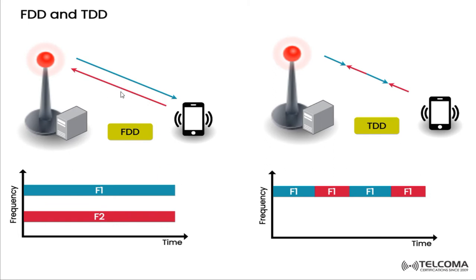Let's have a look at the FDD. It has a different frequency for uplink and downlink, F1 and F2. Whereas in time division, there is a switch in time and a single frequency. We can see the F1 as a frequency and time is being varied.